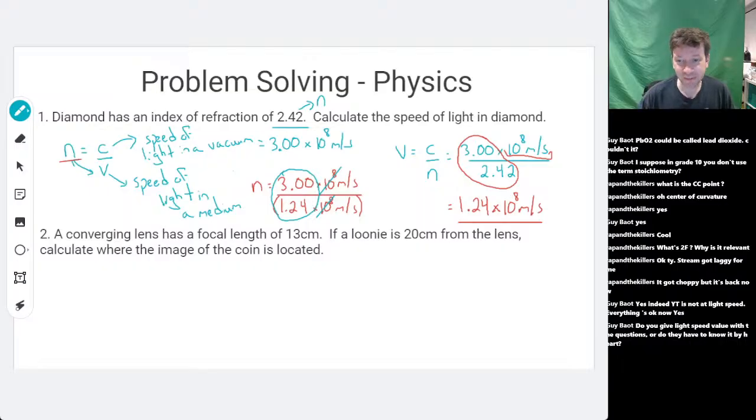Do you give the speed of light value with the questions, or do they have to know it by heart? The speed of light in a vacuum, I ask them to know that by heart. The equations I give them, in grade 10 we actually give them the equations, but the speed of light I just find to be so important in physics, I ask them to know that one by heart.